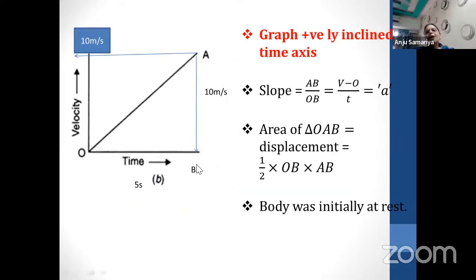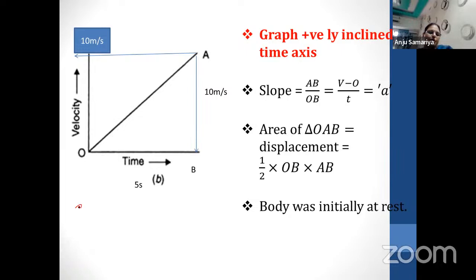Now, graph with positively inclined time axis. The initial velocity is 0. Final velocity is 10 meters per second. So the slope will be what? V minus 0 upon t. So 10 upon, let us take this is 5 seconds given here.